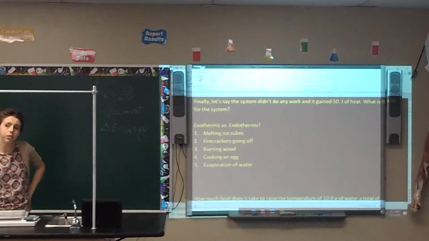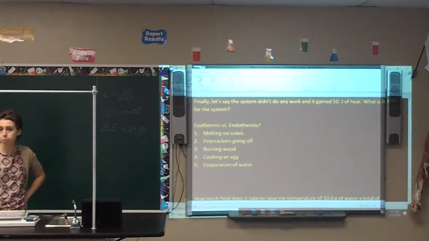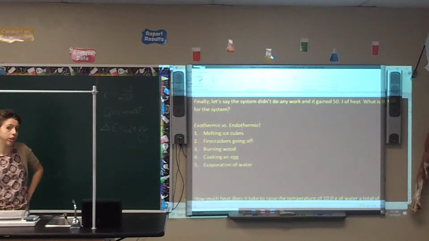Melting ice cubes, from the point of the ice cubes, is that an endothermic process or an exothermic process? Remember, if you're going from a solid to a liquid, you have to absorb energy. So if you're absorbing energy, is that endothermic or exothermic? Endothermic. Good job.